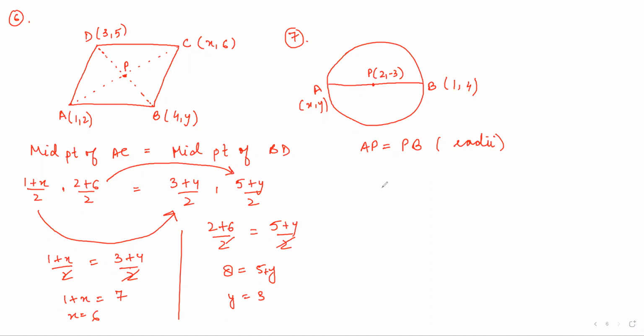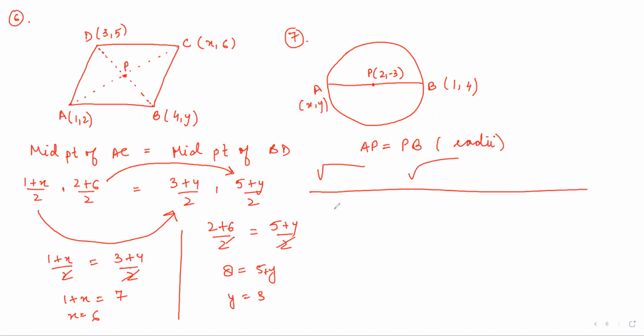So AP is equal to PB, and there can be two methods of doing it. Either you compare the distances AP equal to PB, using the distance formula on both sides, and then you can find x and y. And the other method is this: P is the midpoint of AB.